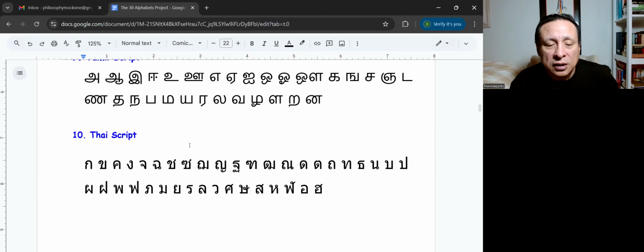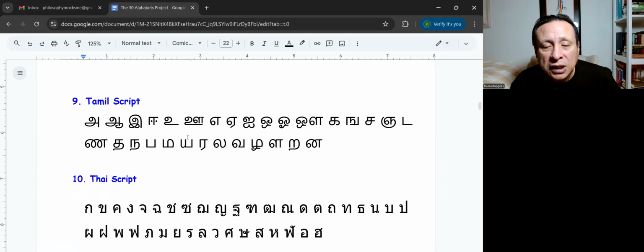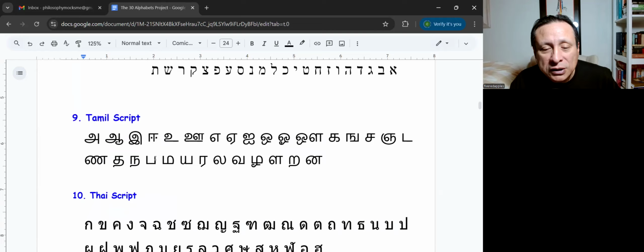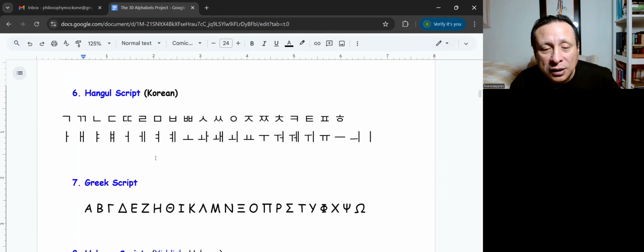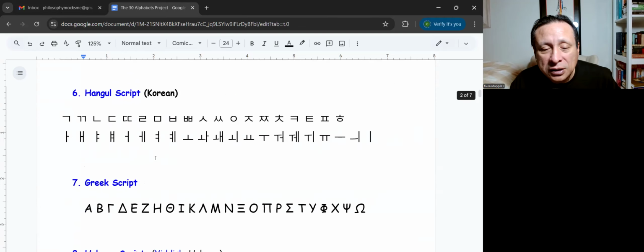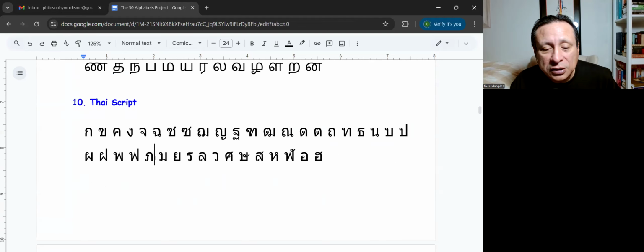So Thai script. I've never learned the Thai script. I've never looked at the Thai script. I've never attempted it. I am now, right now, looking at the Thai script for the first time. It doesn't look vastly different from what Tamil looks like, or the Devanagari script and the Bengali script, right? It's just some squiggly lines and a bunch of curvy stuff.